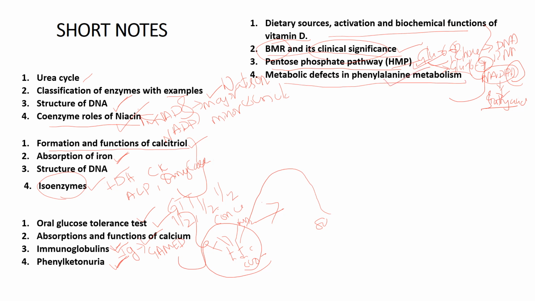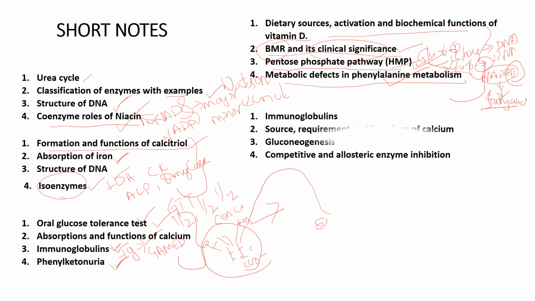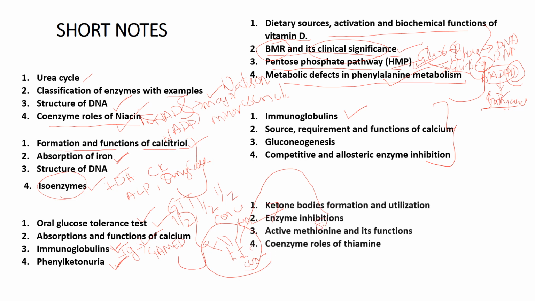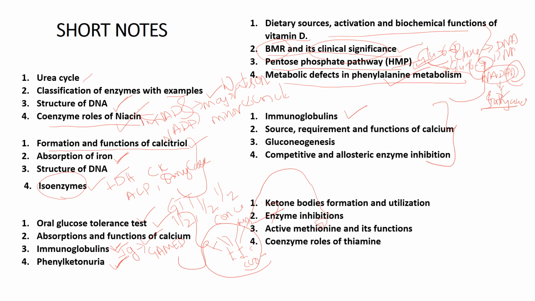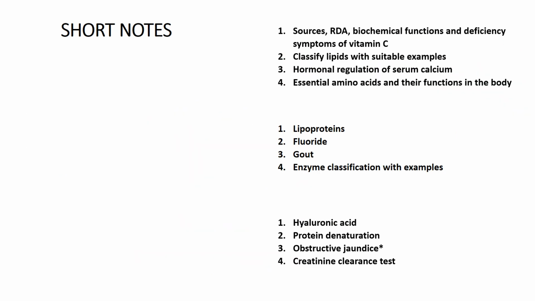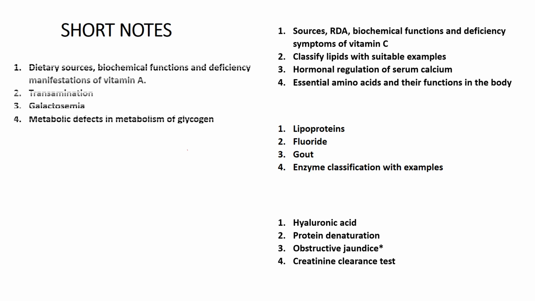And metabolic defects in phenylalanine metabolism. For phenylalanine metabolism you have to write all this, phenylketonuria, and these steps you have to write. And other questions are immunoglobulins, which I just explained: sources, requirement, and functions. Here you can see other questions are dietary sources, biochemical functions, and manifestations of vitamin D, and then transamination.